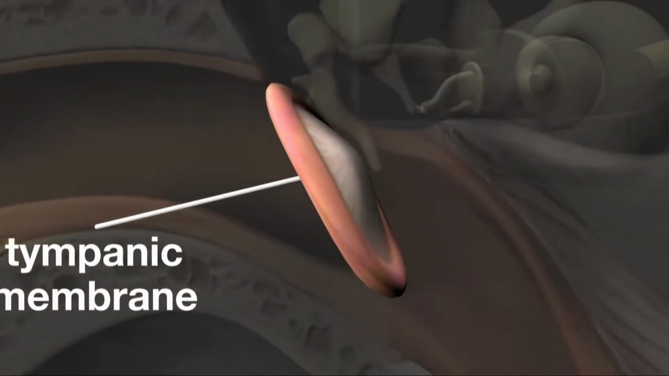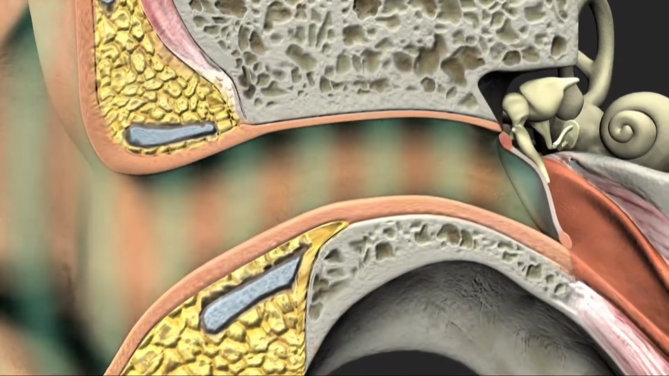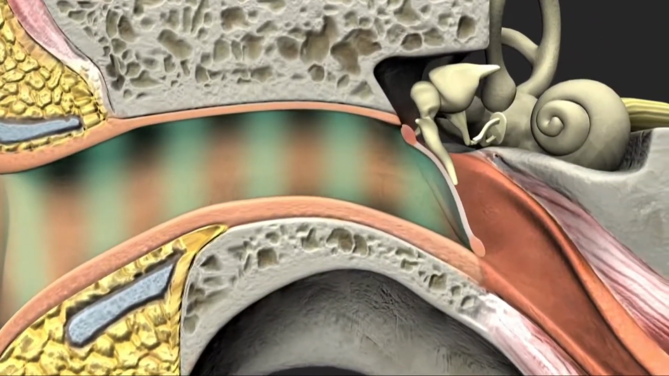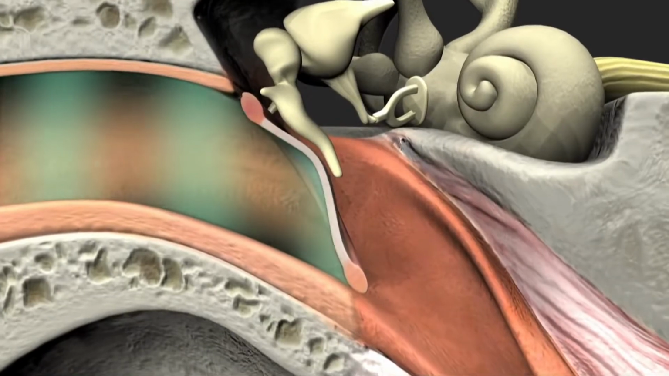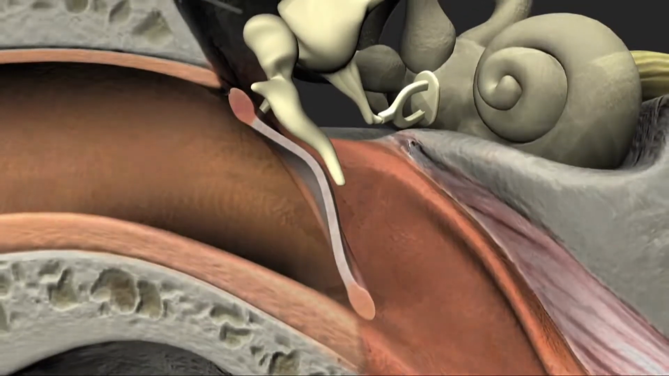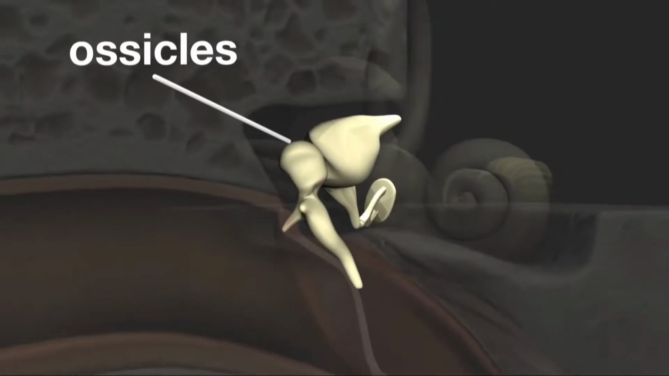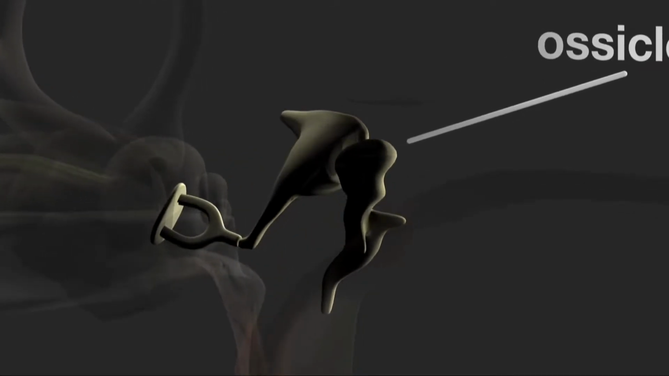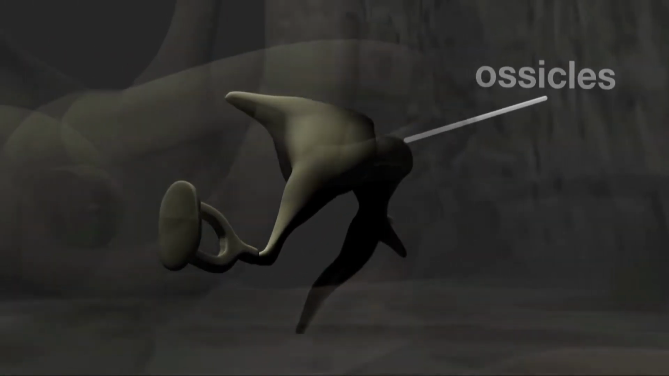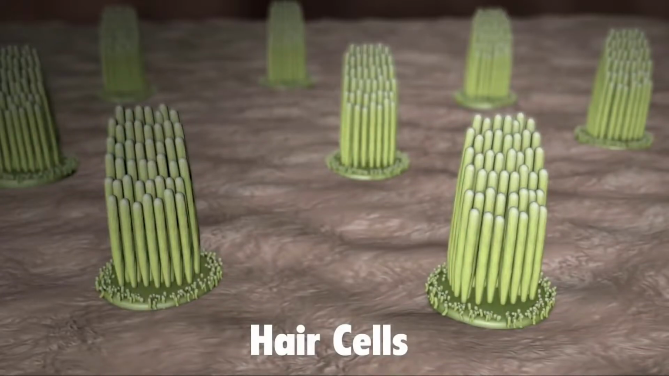Inner ear. The inner ear consists of a liquid-filled coiled tube called the cochlea, which is shaped like a snail. This tube is connected to the stirrup. The cochlea has special sensory cells called hair cells, which are so called because of the hair-like structures that stick out of them. The hair cells are connected to the auditory nerve, which is connected to the brain.